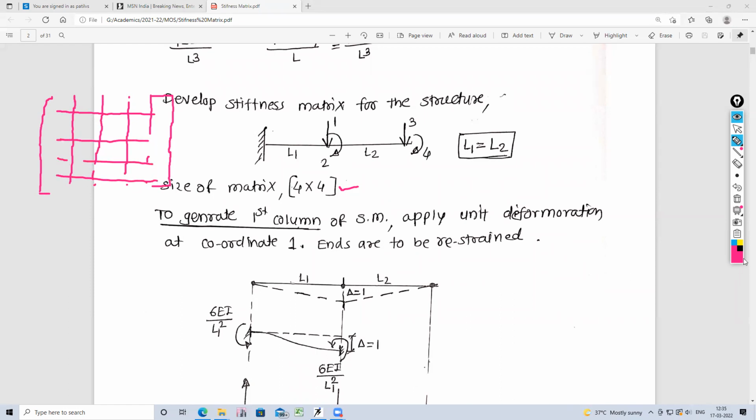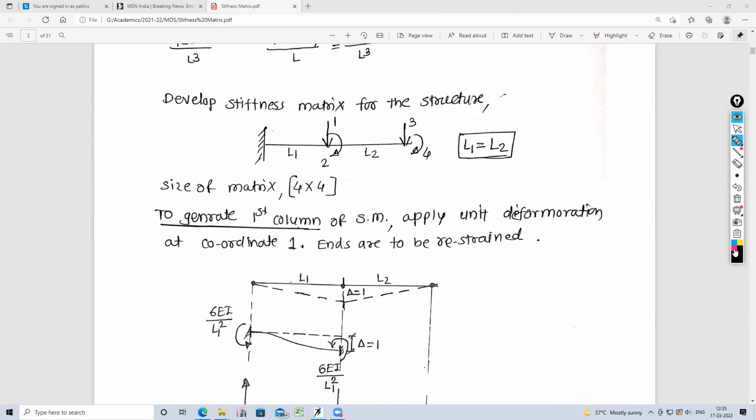Now first of all, we'll generate the first column of the stiffness matrix. That means we will determine the elements K11, K21, then K31 and K41. Then after that, we will generate the second column, then third column and fourth column. This is the procedure to follow to generate the complete matrix.